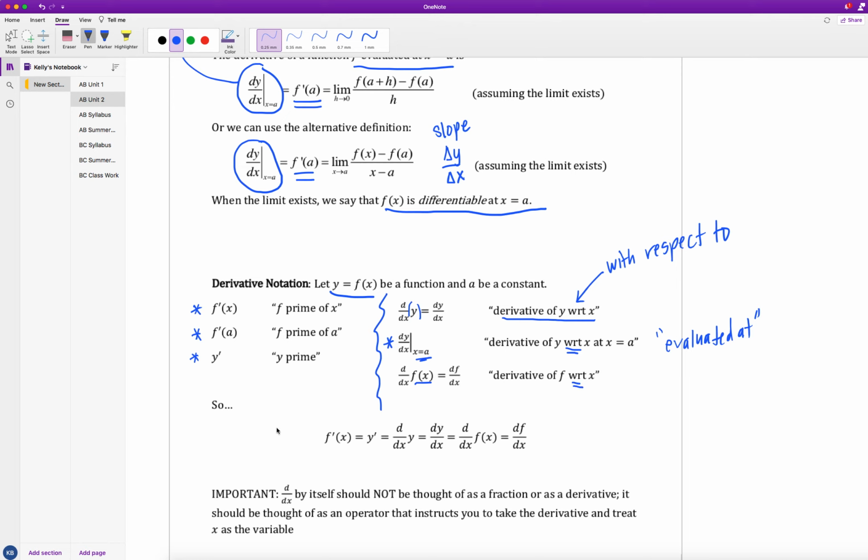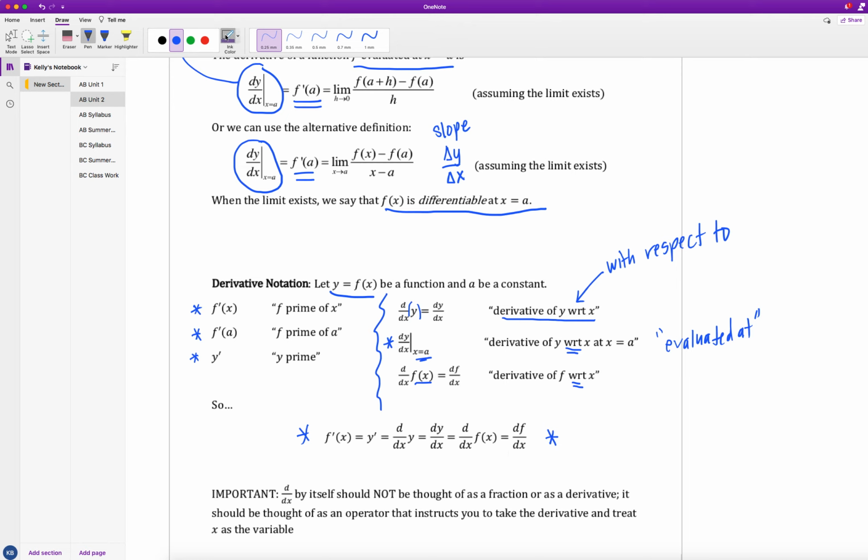All these notations mean the same thing. So f prime of x equals y prime equals the derivative of y with respect to x equals the derivative of f with respect to x. All of these notations are interchangeable, and you will see them used throughout the course on a learning check, on your practice, within the ed puzzles, and then also on the AP test as well.